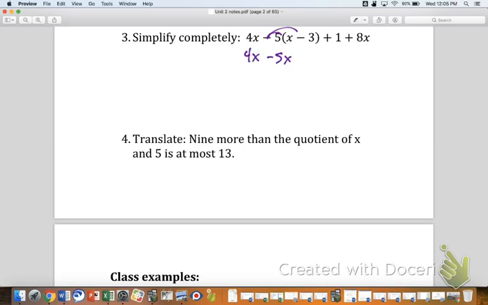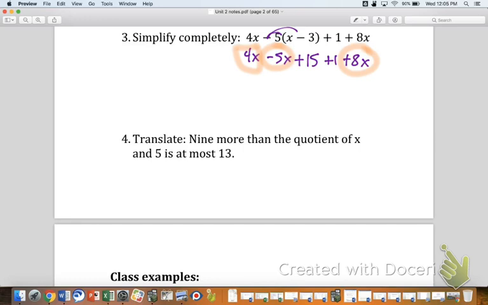And this is the spot where if somebody's going to mess up, this is usually where they mess up, right? What's the next symbol? Plus, because a negative times a negative is a positive. So plus 15, plus 1, plus 8x. And from here on out, it's basically a question of adding up like terms. So what term is like the 4x? Negative 5x. Yeah, there's 2 of them.